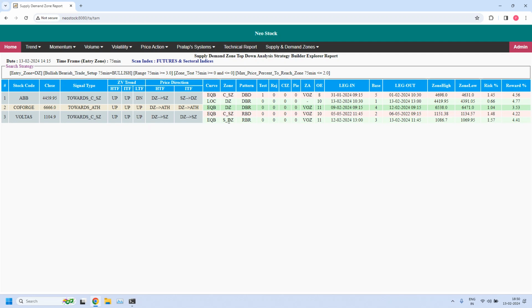And moreover, this demand zone is a high liquidity zone and supply zone is also a high liquidity zone. And a bullish trade setup. And it is having a reward of 4.41%.